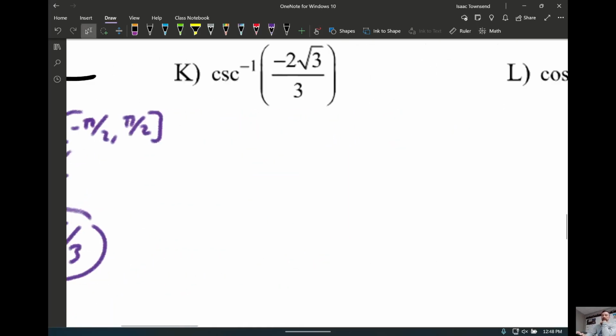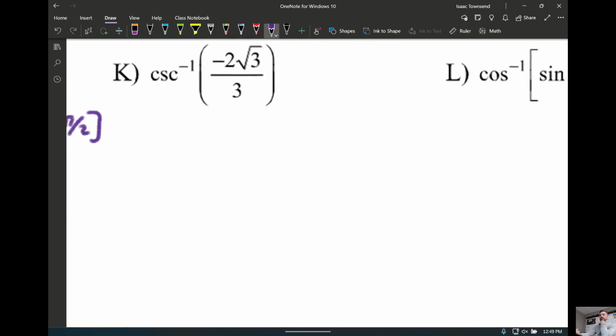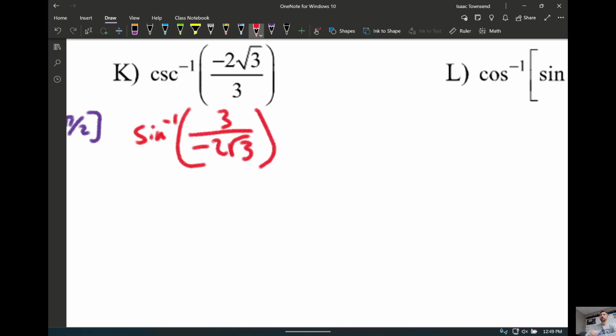Okay, on K, this one does not look like a unit circle question, but if you try to sketch a triangle, you're going to hit a wall anyway, because this wants an angle answer. Inverse questions want an output of an angle. And looking at a triangle doesn't help you see the angle. So the trick to this one is you can change this from inverse cosecant to inverse sine as long as you do the reciprocal ratio. But the ratio is the inside part now.